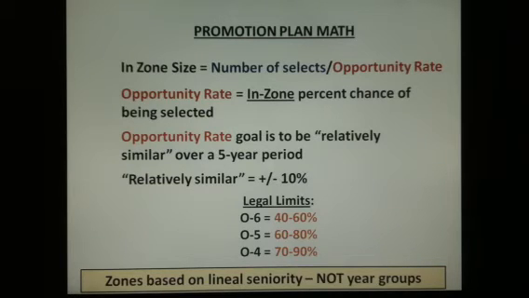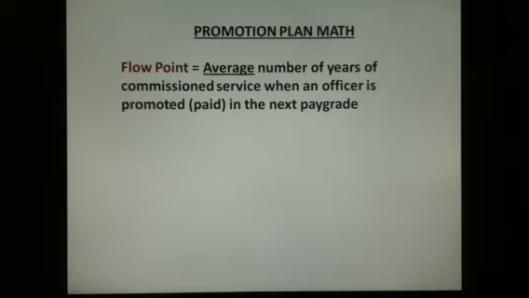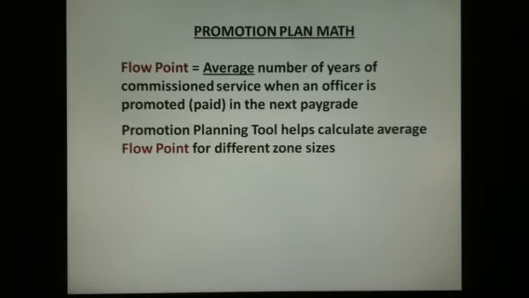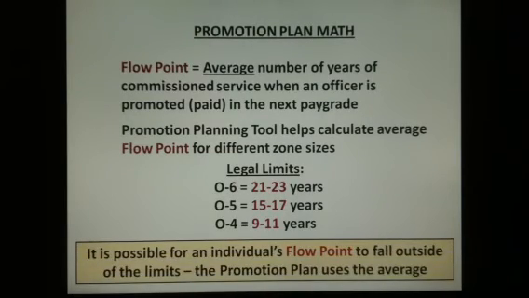Another key concept in promotion planning is flow point. Flow point is the average number of years of commissioned service when an officer is promoted to the next pay grade. So promotion planners use a tool that helps to calculate the average flow point for different zone sizes. And these are the legal limits for the flow point for each one of the control grades. Note that it's possible for an individual officer's flow point to fall outside of these limits. The promotion plan and the tool calculates the average.